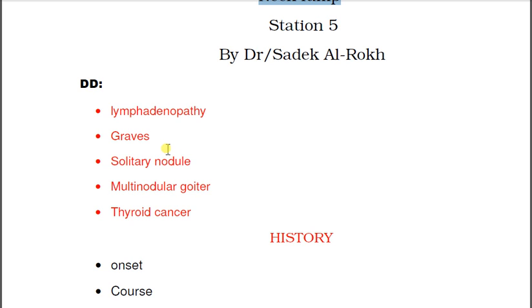But in the exam, like we said before, most probably it will be a case of Graves. But you have to put in your mind as well that it may be a case of lymphadenopathy. Don't forget this point. As we know, station 5 is a focused history, focused examination, and replying to the patient's questions in the 2 minutes, within the 8 minutes.